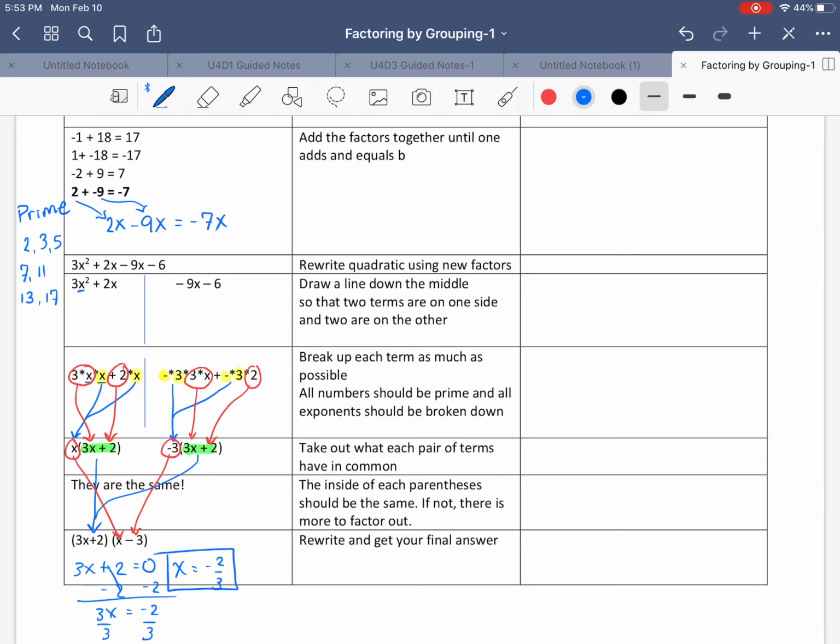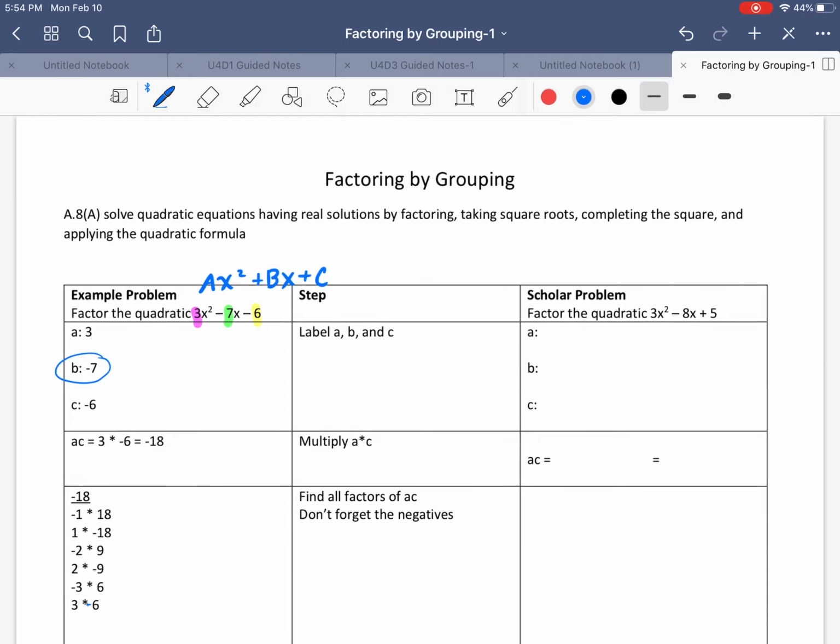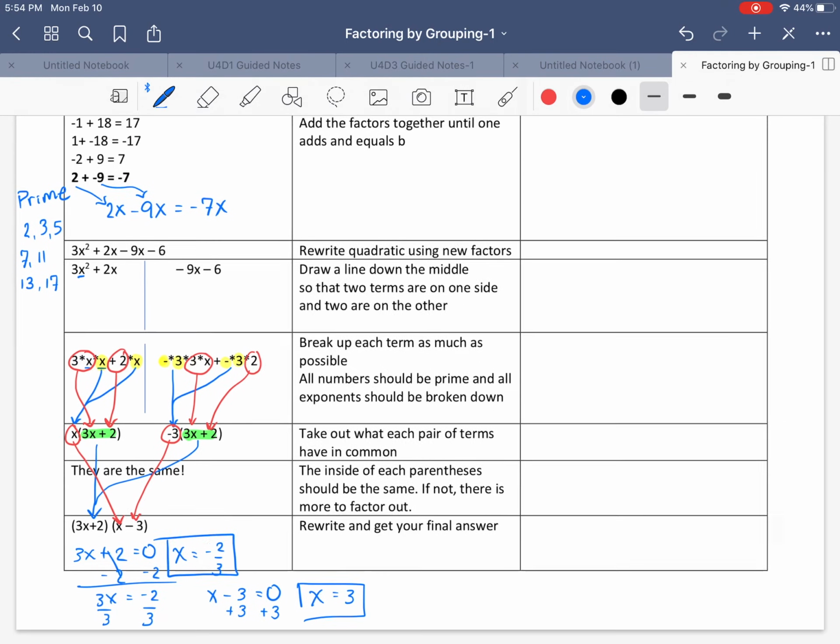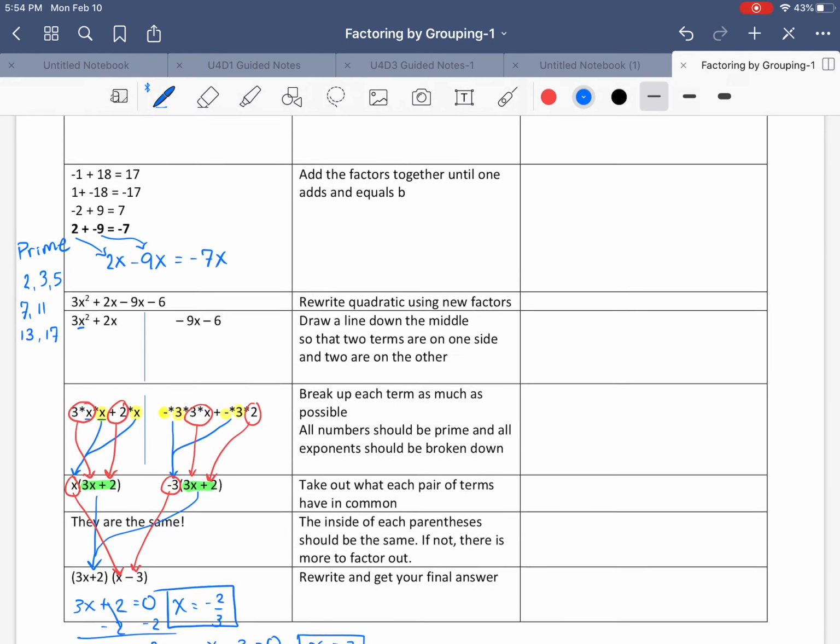That is one x-intercept. Your other x-intercept is when you set the second binomial equal to 0. x minus 3 equals 0. You're going to add 3 to both sides, and then you get x equals 3. Those are your two x-intercepts. All right, so on your student example, make sure you give it a try until you have your answers.